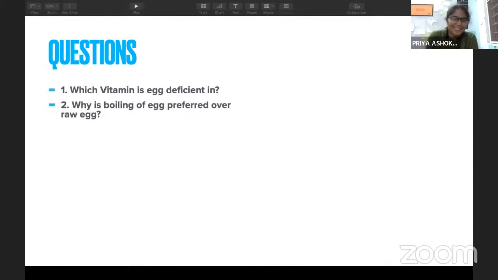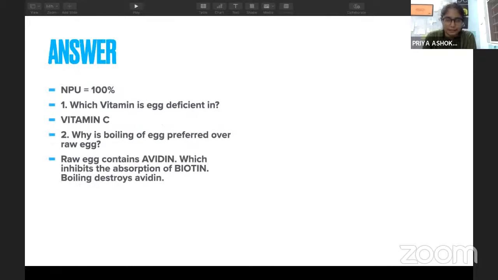Yeah, okay. Next one. And why is boiling of the egg preferred over raw egg? Because boiling of the egg inactivates the enzyme which is present in raw egg. Raw egg has avidin, okay? So avidin is inactivated when you boil the egg, and therefore you get biotin from the egg that way. So you're right here. I'll give you the answer for vitamin C, okay? NPU is 100%, egg is deficient in vitamin C, raw egg has avidin. Avidin inhibits biotin absorption. So if you boil egg, you destroy avidin. Therefore, biotin can be absorbed that way.